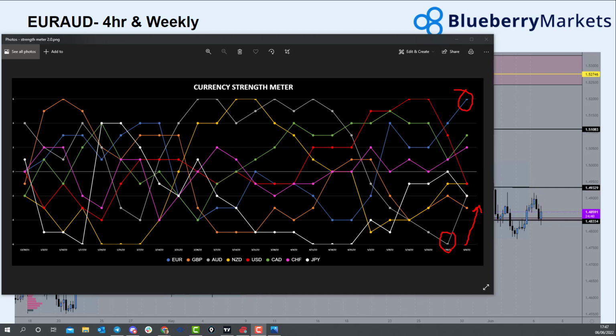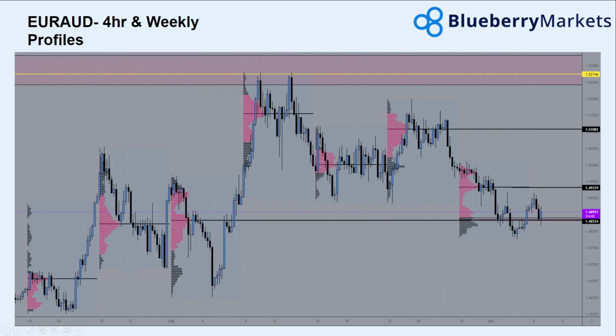Now we do have an RBA rate statement as well overnight, so again things could slightly change to this move, but technically price could be setting up for a reversal here. Now if we don't get the right factors and the pattern doesn't complete, then obviously we can look to potentially trade to the downside here.